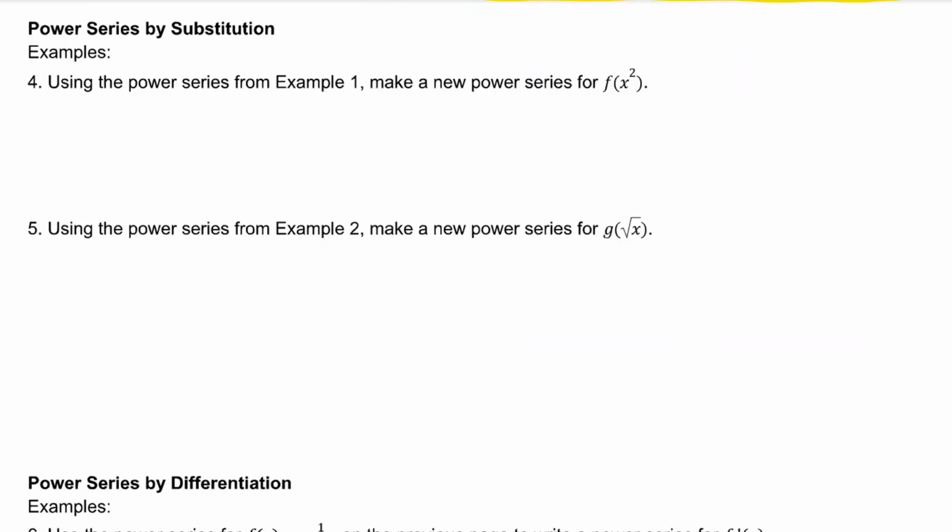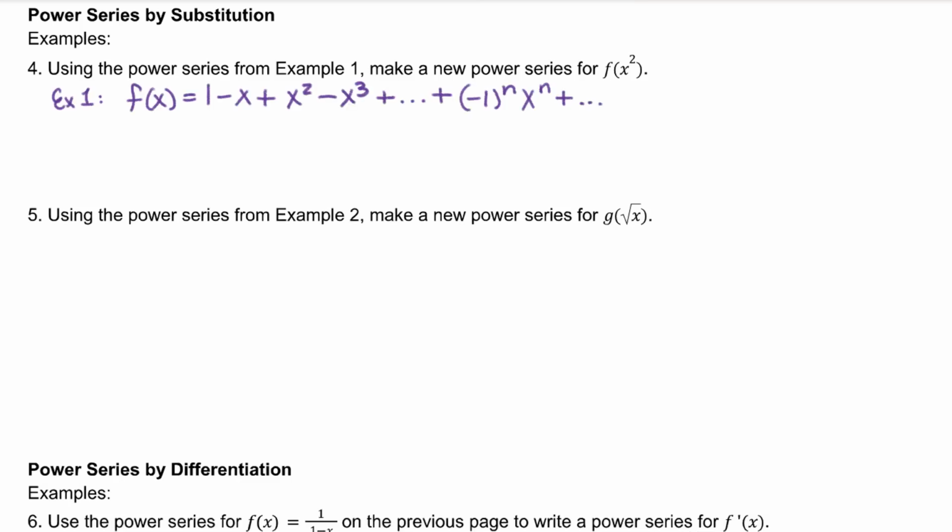Using the power series from example 1, make a new power series for f of x squared. Here's our series from example 1. Instead of f of x, though, we want to find f of x squared. So every time you see an x in the original power series, you'll replace it with an x squared.